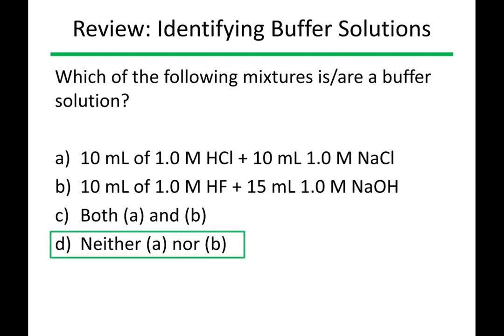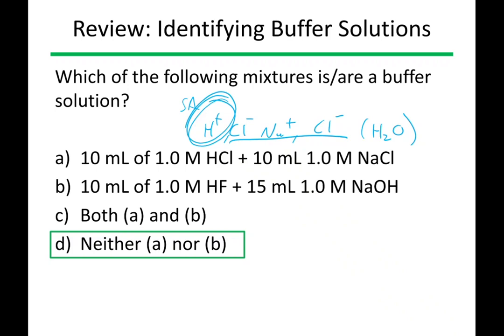And the answer for here is neither. So let's take a look at why we would get that. Remember, for these we want to identify the major species. So here this would be H+, Cl-, Na+, Cl-. Here all we have is a strong acid. These are all neither. We would still have water. This is just going to be an acidic solution, not a buffer solution.